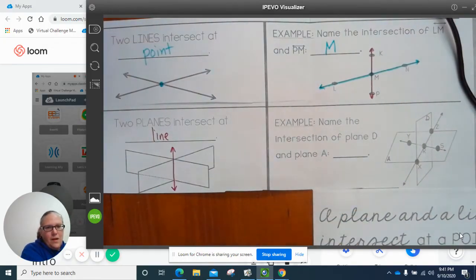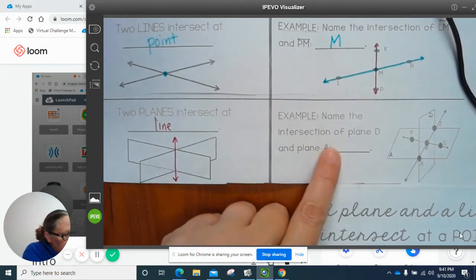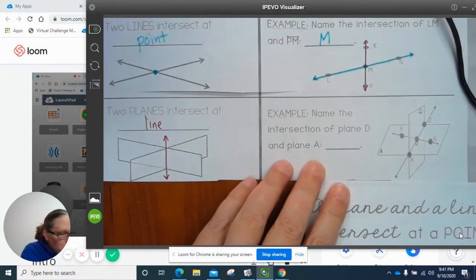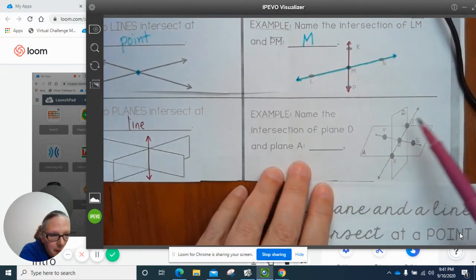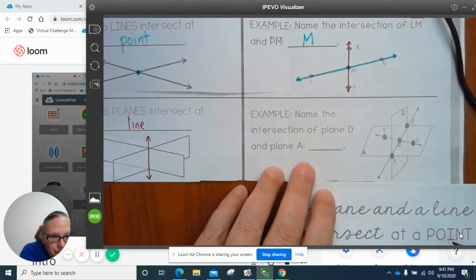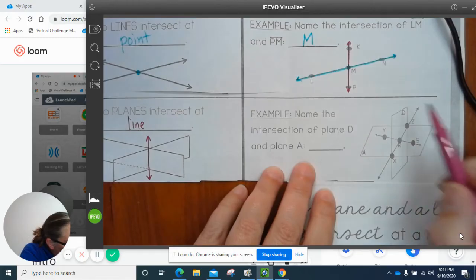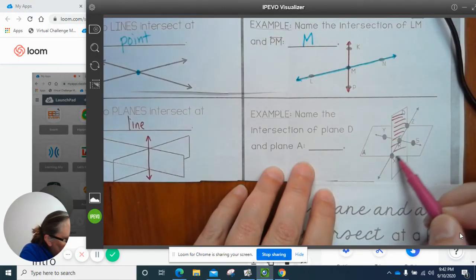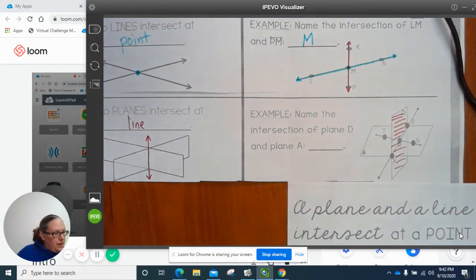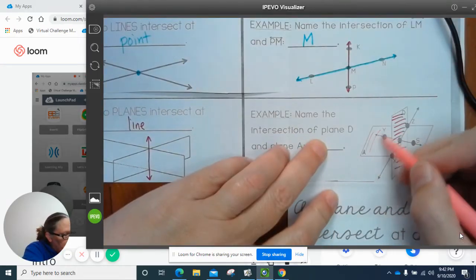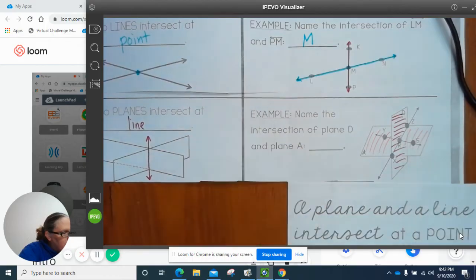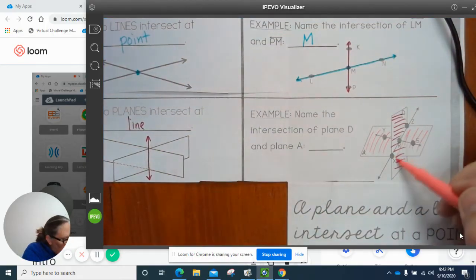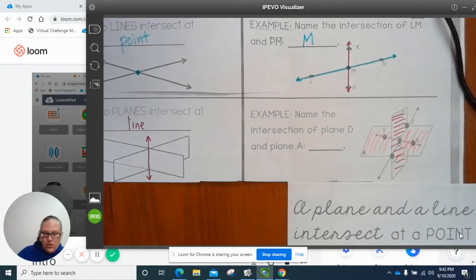All right, for example, name the intersection of plane D and plane A. So where is plane D in this picture? Is it the one that goes left to right or the one that goes up and down? This is the D right here. So this is plane D. And then this one is plane A. So where do they intersect? Where do they touch?